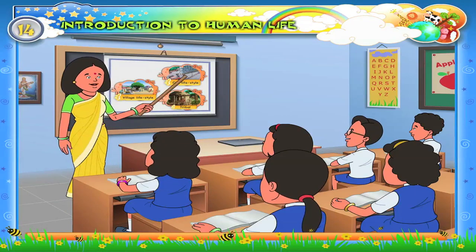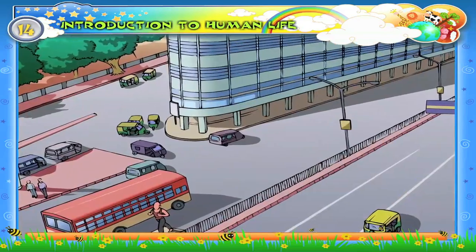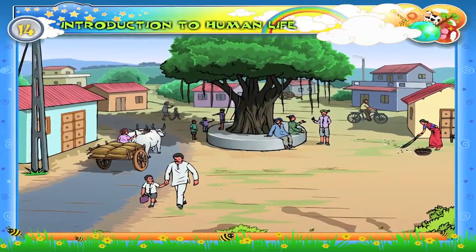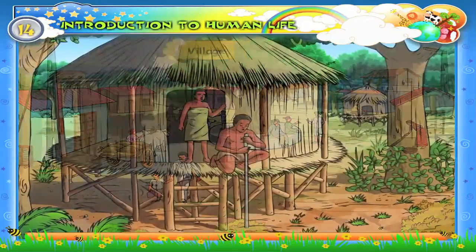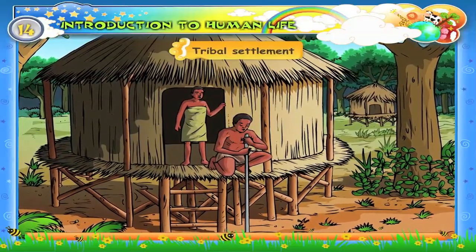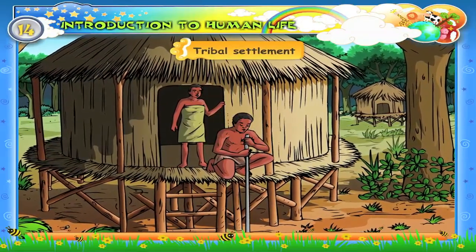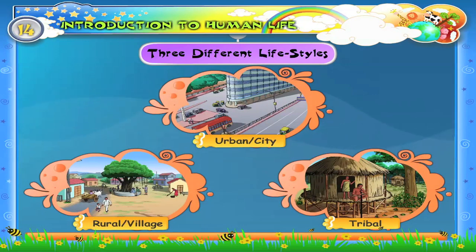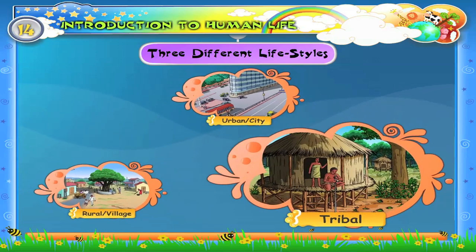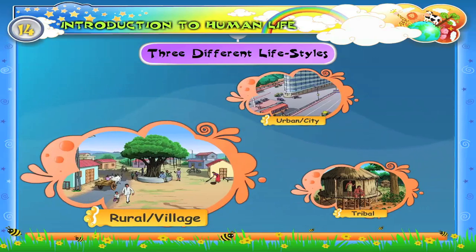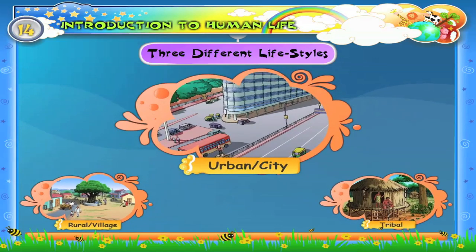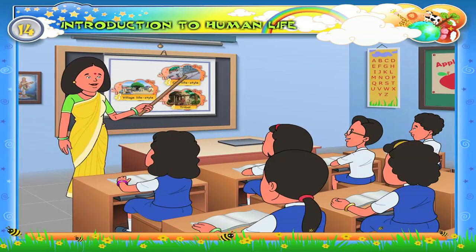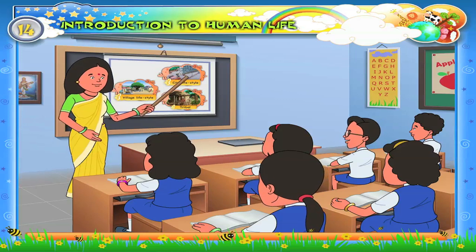Children, look at these pictures. The first picture shows a city. The second one shows a village. The third picture shows a tribal settlement. These pictures show three different lifestyles: tribal lifestyle, rural or village lifestyle, and urban or city lifestyle. The human life shown in these pictures is different from one another.